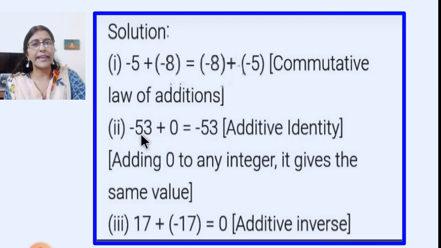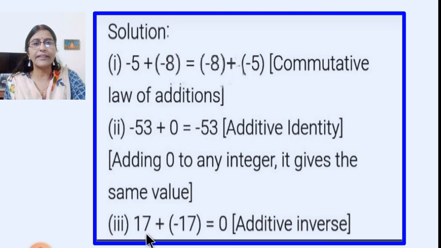Okay, now next one is minus 53 plus dash. Here they have given dash is equal to minus 53. So you know, if you add 0 to any number, you will get the same number. That's why we call 0 the additive identity. So adding 0 to any integer gives the same value. So this way you have to fill in the blank.